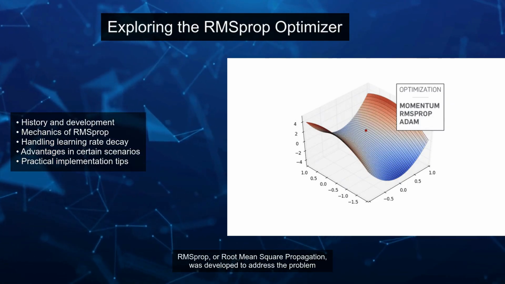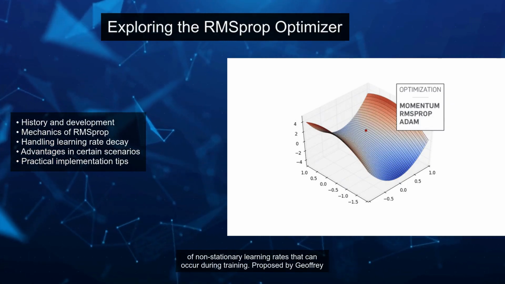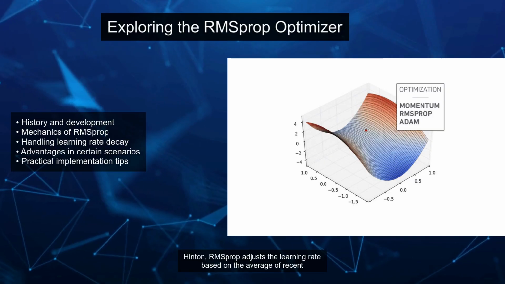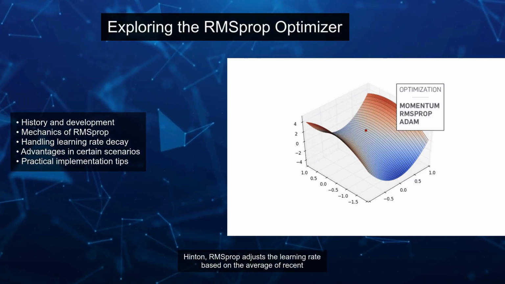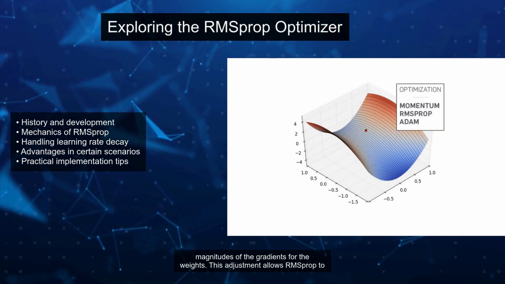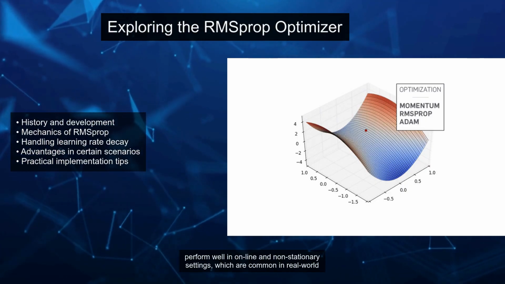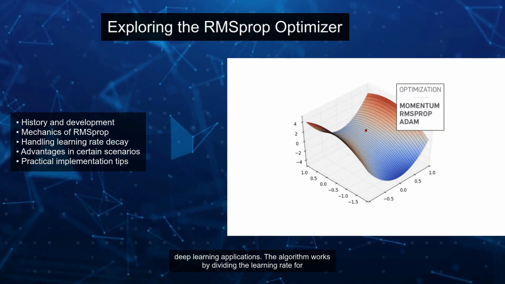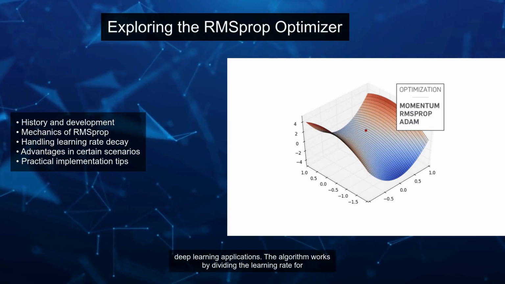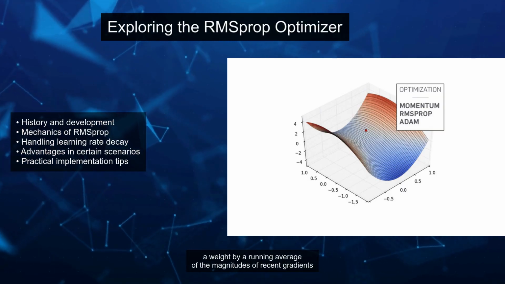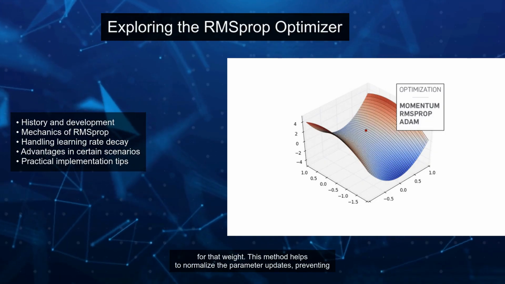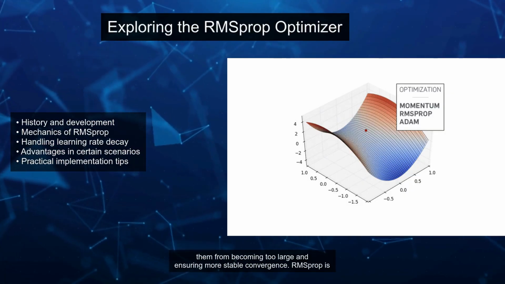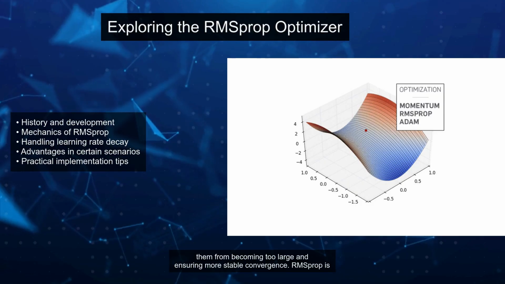RMSprop, or root mean square propagation, was developed to address the problem of non-stationary learning rates that can occur during training. Proposed by Geoffrey Hinton, RMSprop adjusts the learning rate based on the average of recent magnitudes of the gradients for the weights. This adjustment allows RMSprop to perform well in online and non-stationary settings, which are common in real-world deep learning applications. The algorithm works by dividing the learning rate for a weight by a running average of the magnitudes of recent gradients for that weight. This method helps to normalize the parameter updates, preventing them from becoming too large and ensuring more stable convergence.